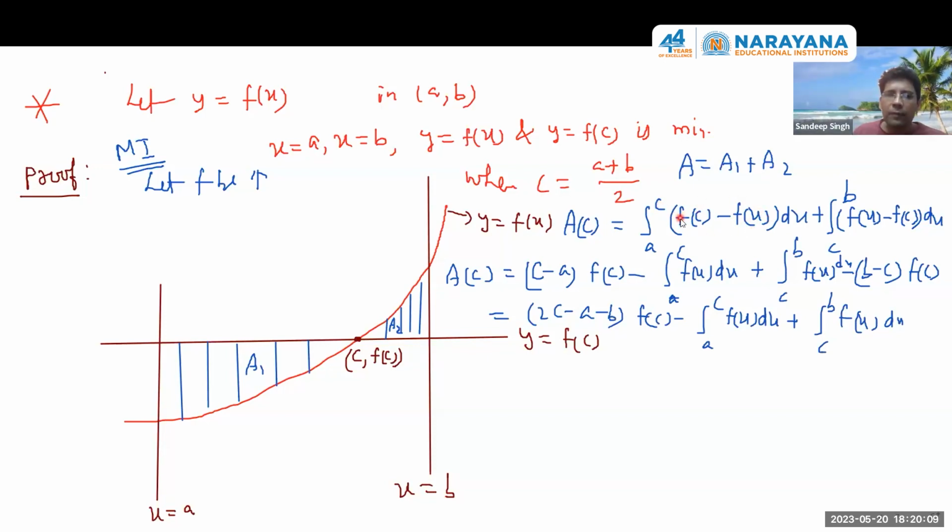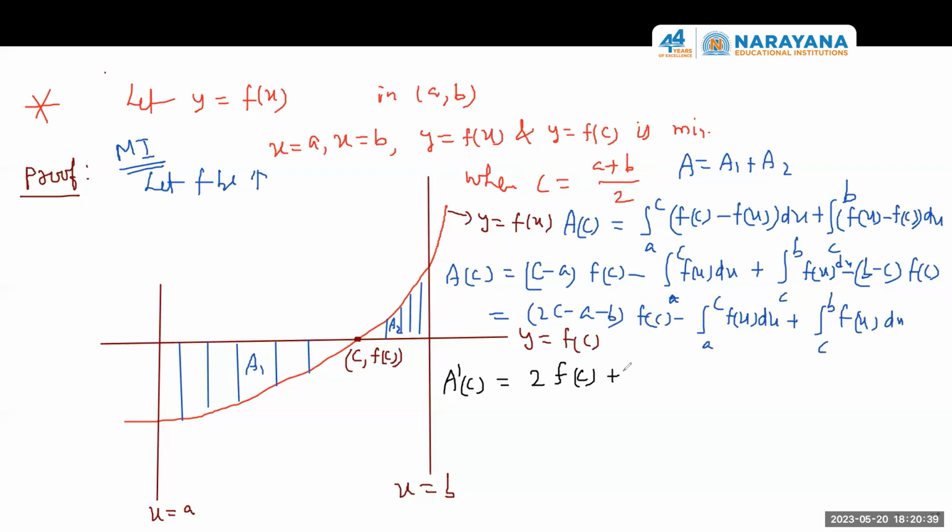So here I have to use the refined form of Leibniz, which you may not be aware of. I don't know whether you are aware of that. That is why I have first simplified this. Okay, so what is going to be A dash C? Tell me, differentiate this. Product rule you can apply. 2 f of c, plus 2c minus a minus b, f dash c. What next?